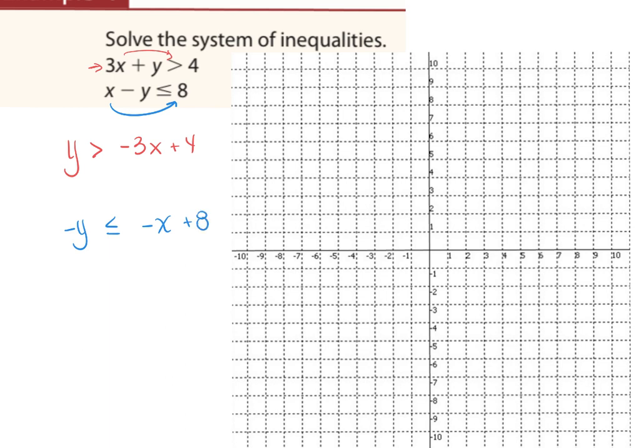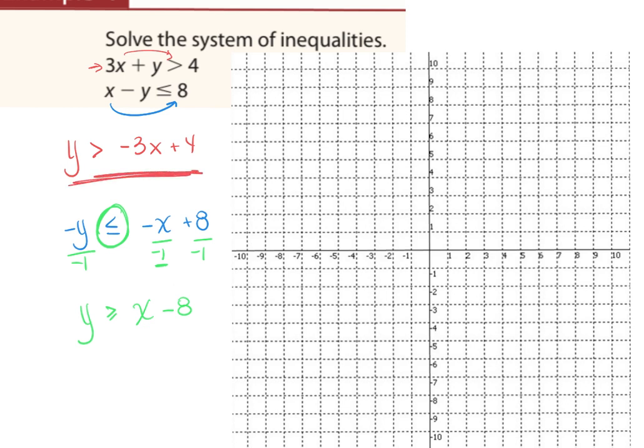My y, however, is not by itself yet. I have to divide by a negative 1, and I have to do that to all of them. So now I have y by itself. Because I divided by a negative, I'm going to need to flip that greater than, less than sign, greater than or equal to. And then I'm going to do this process here. Negative divided by a negative is a positive, and then a negative there. So I need to make sure that I have completely gotten y by itself before I start graphing. And now I can graph them.